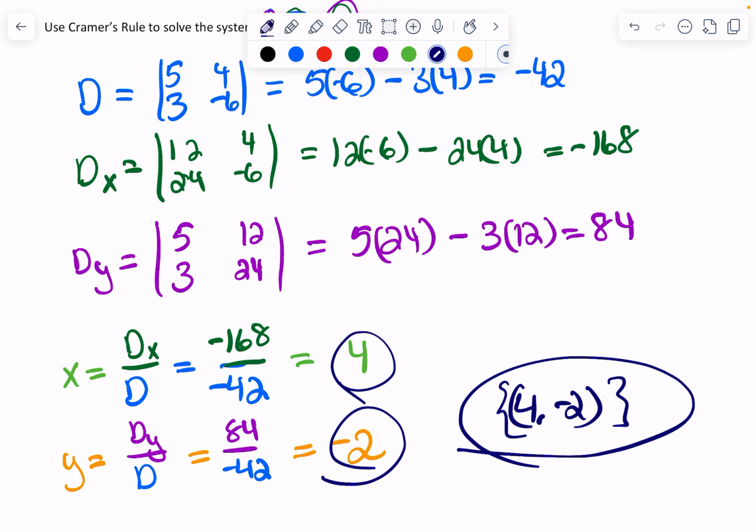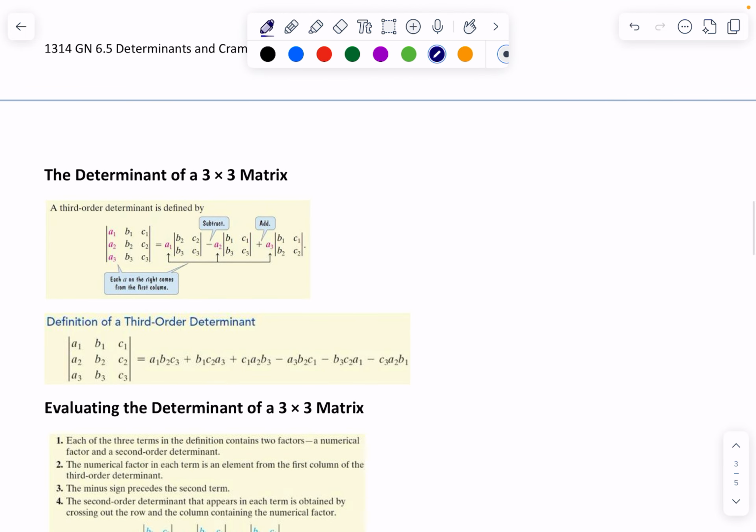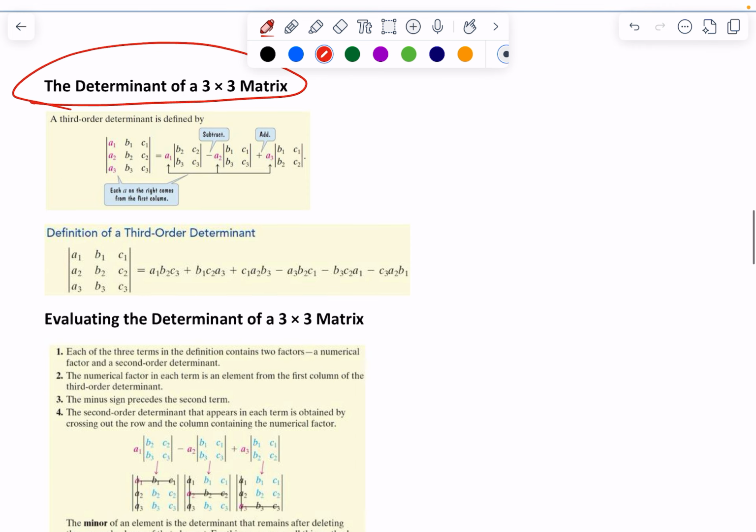So this is just another way of solving a linear system in two variables. Now we're going to go into something a little bit more complex. With this, we're still using Cramer's rule, but now we're going to do the determinant of a 3 by 3 matrix.